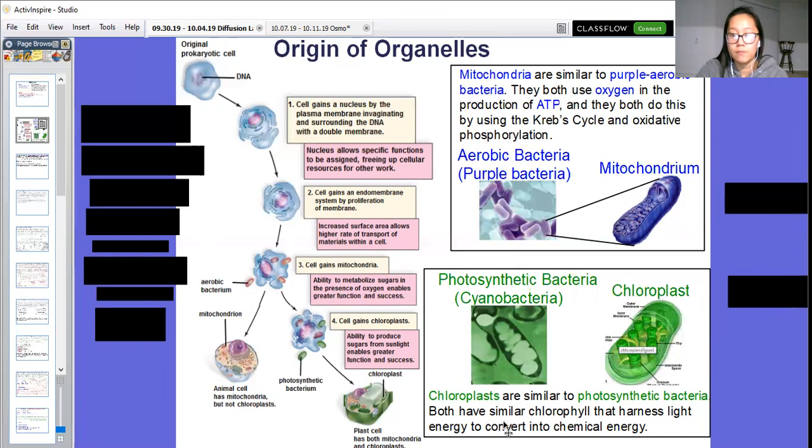Chloroplasts as well. So chloroplasts are similar to photosynthetic bacteria. Both have similar chlorophyll, like the color pigment that does the energy absorbing, that harness light energy to convert into chemical energy. So here's a picture of a cyanobacteria, or a bacteria that does photosynthesis. And here is a picture of our chloroplasts that we see in our plants. See, if you look at them, they're also very similar. So that's a little sus that we didn't just magically develop it, right? Plants actually incorporated these organisms, and eventually they just became a part of the cell.